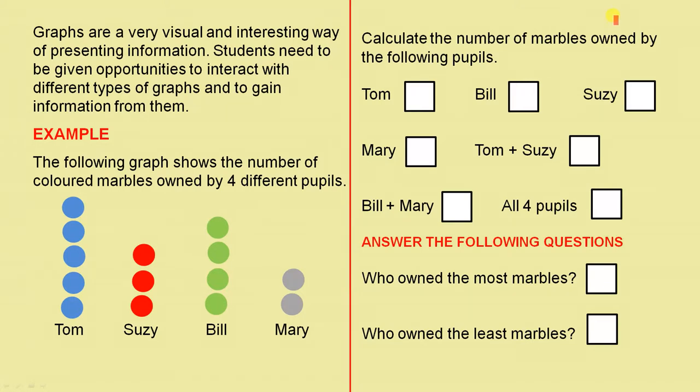A typical question could be, calculate the number of marbles owned by the following pupils: Tom, Bill, Susie, Mary, Tom plus Susie, Bill plus Mary, all 4 pupils. They could also answer the following questions: who owned the most marbles, and who owned the least marbles.